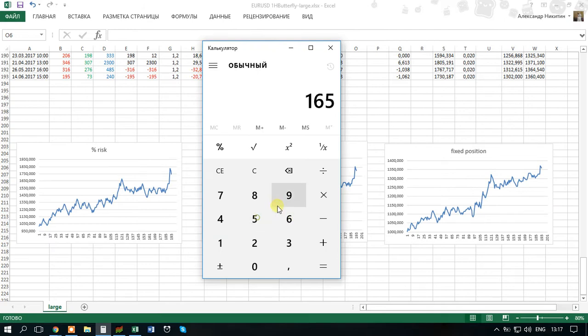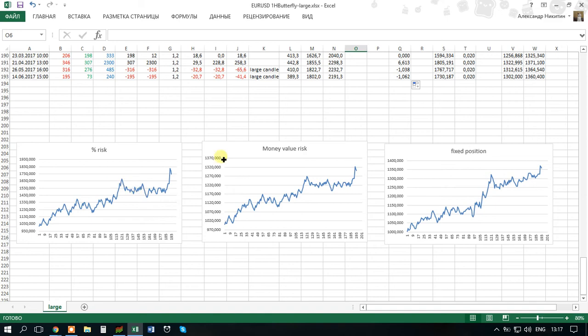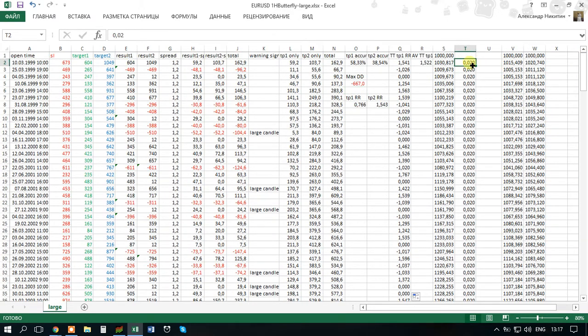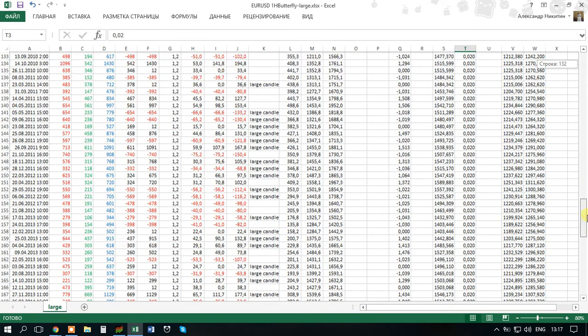1659. 1403. It means the drawdown is 256, and if we divide that by 1659, it means that we have a 15% maximum drawdown, risking 2% every trade. So you should also keep that in mind.